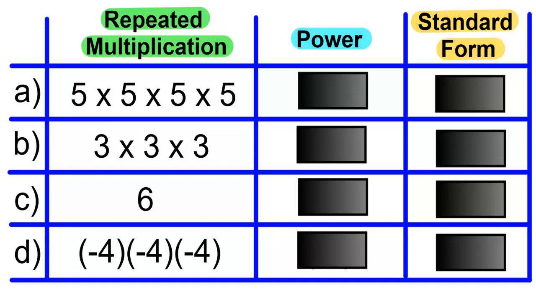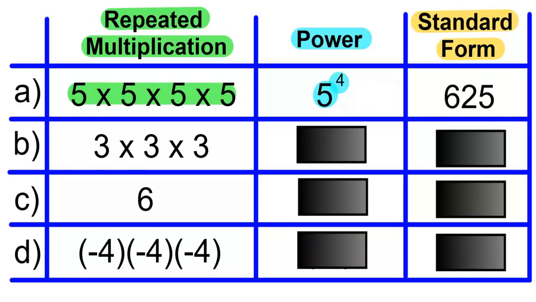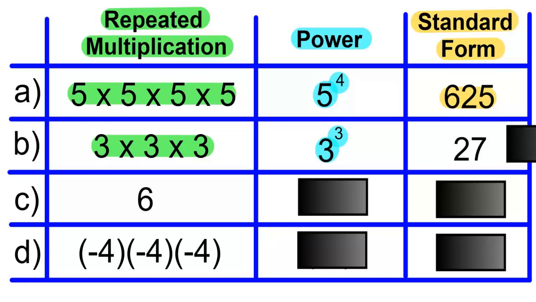A. The repeated multiplication is 5 times 5 times 5 times 5. As a power, this would be 5 to the power of 4. And in standard form, this would be 625. B. As repeated multiplication, this would be 3 times 3 times 3. As a power, this is 3 to the power of 3. And in standard form, this is 27.